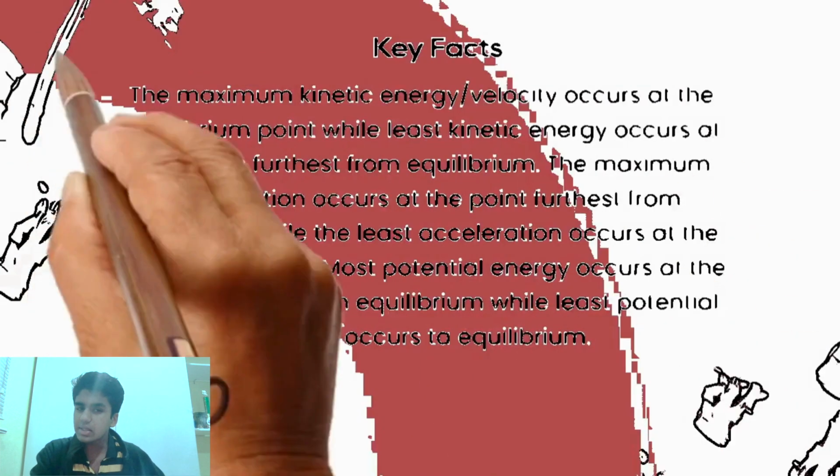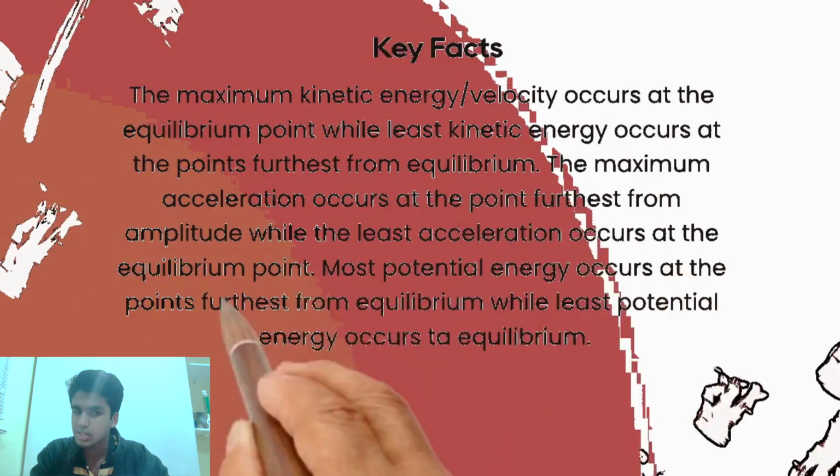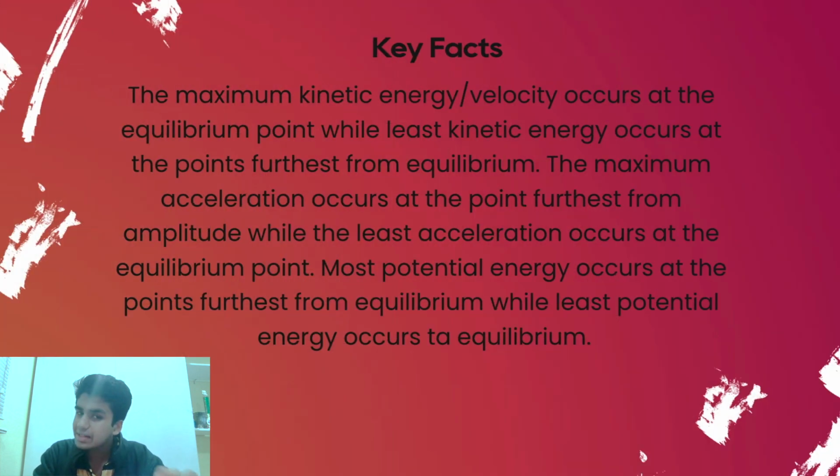The maximum kinetic energy, or the velocity, always occurs at the equilibrium point, while the least kinetic energy occurs at points furthest from equilibrium. The maximum acceleration occurs at points furthest from equilibrium, such as the amplitude, and the reason is that that's when the force is maximized. For example, for a spring, if it's at the amplitude, then it's stretched super far. That means the spring force will be great, so the acceleration will also be greater.